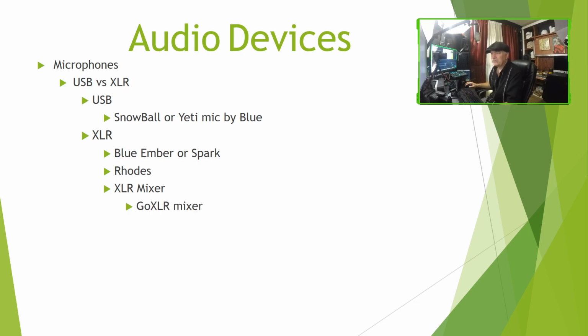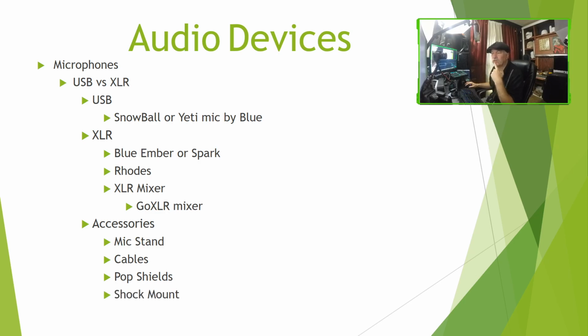All right. So out of all the mixer boards that are out there, there's the Go XLR mixer. Then we have accessories that you're going to need for your audio sources. You're going to need a little stand, cables, pop shields. Pop shields are basically a little deal that goes over the microphone itself. If you say a P sound, it softens that sound. That's why it's called a pop shield. And then of course a shock mount. And I will show you why you need a shock mount.